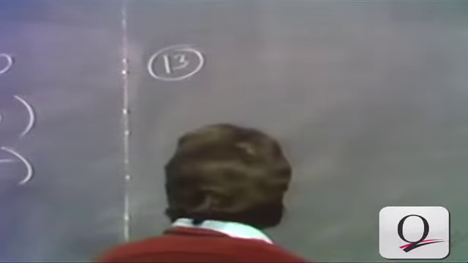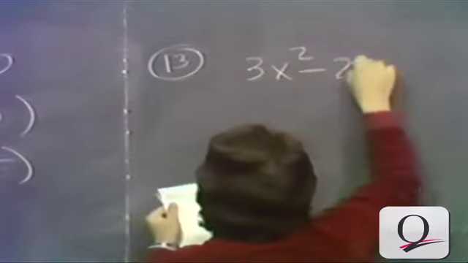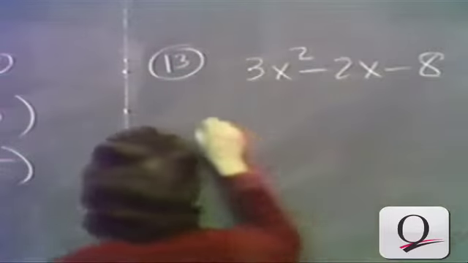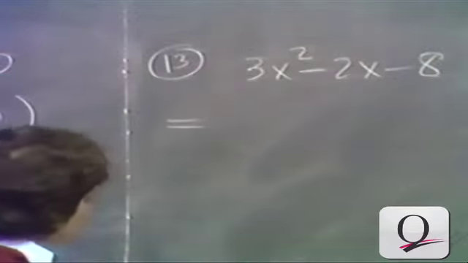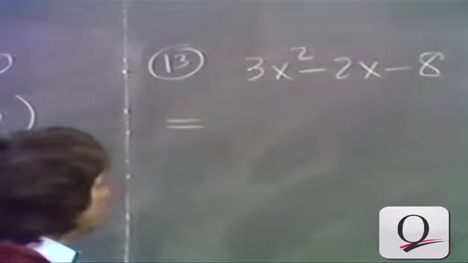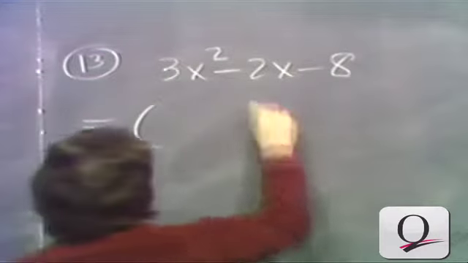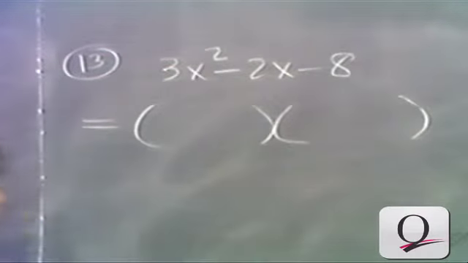OK, continuing with our factoring, let's try this 3x squared minus 2x minus 8. Now this is a slightly more complicated problem. First, we look for a common factor, and we don't have any other than 1. So we try something else. We would like to write this as the product of two binomials if we could.